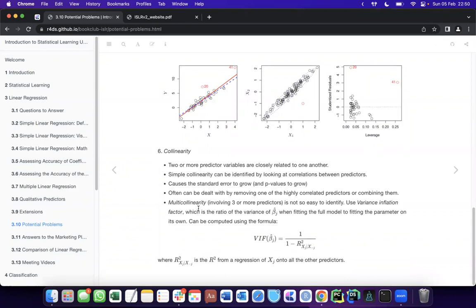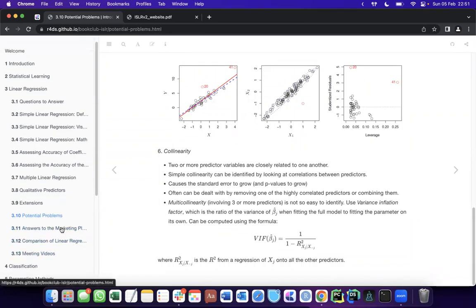And then we have multicollinearity, involving three or more predictors. And again, anything involving multiple predictors is harder for us to visually identify. So there's this thing called the VIF, the variance inflation factor. And you are checking basically the variance of the particular point estimate when fitting the entire model using all of those predictors, the ones that have multicollinearity, versus how is the variance when you just use that one particular predictor variable on its own. So that's, I think, about it for me.